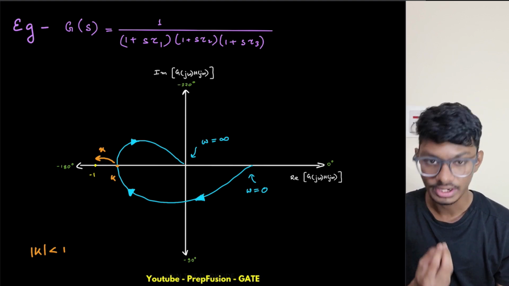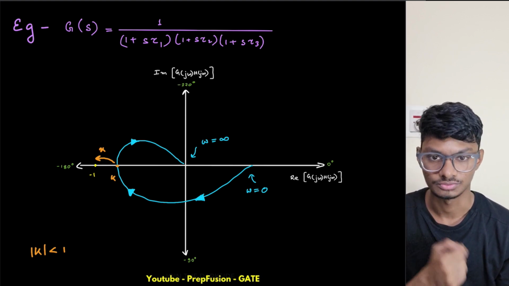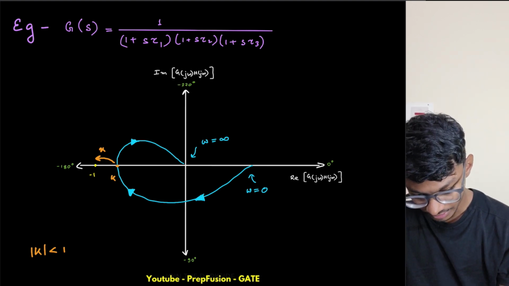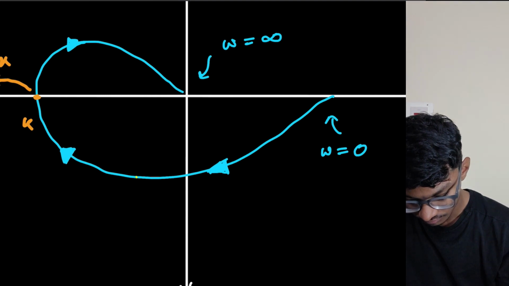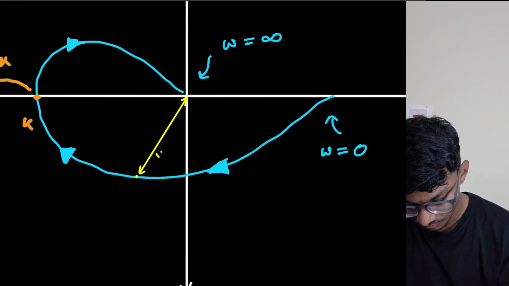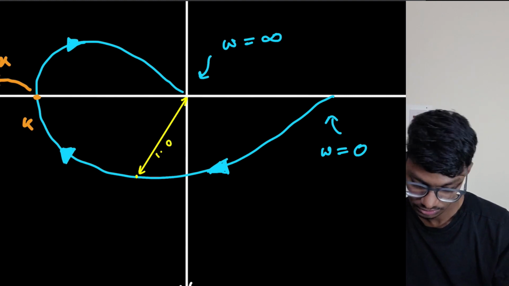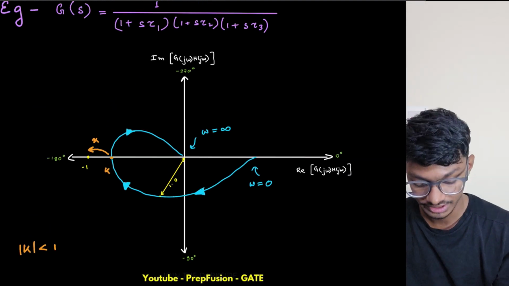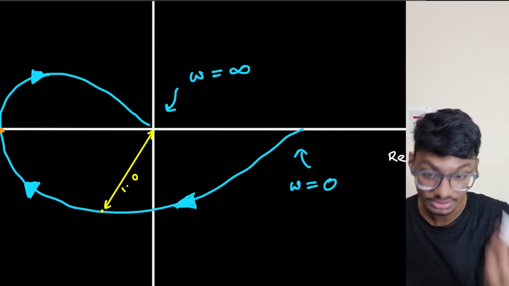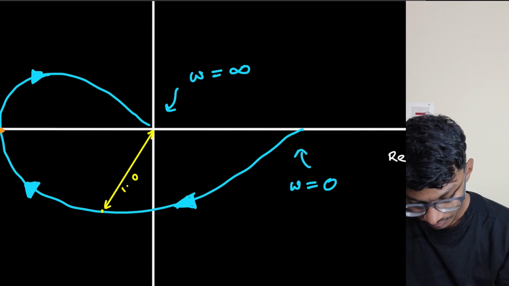So now I will talk about the phase margin. We just learned about the gain margin. Let's say at this point my gain is 1. Now what about my phase margin? What about my angle? What is the angle at this point? That I am interested in. That is what phase margin is basically. So the angle is something like this, theta.